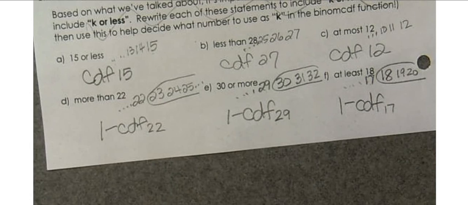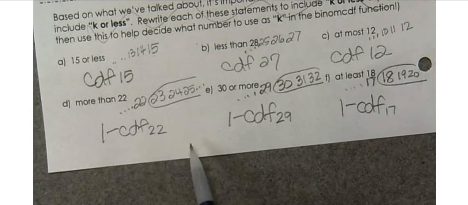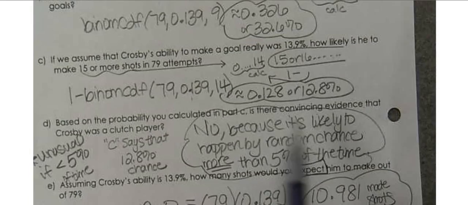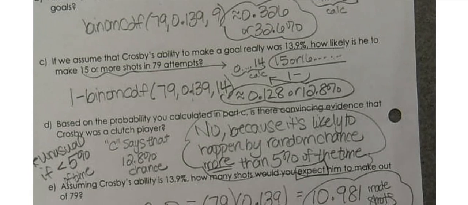So that's really the biggest thing, is what to use. Do you use PDF? Do you use CDF? Do you use 1 minus CDF? And then what number do you put in that spot? You can't just use the number that is given. You really have to think about the problem at hand, okay?